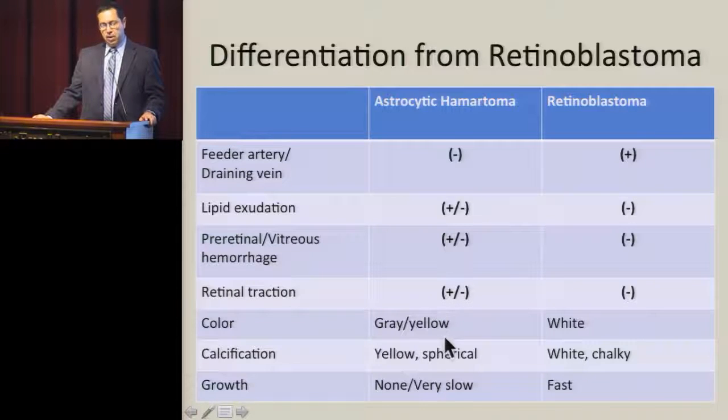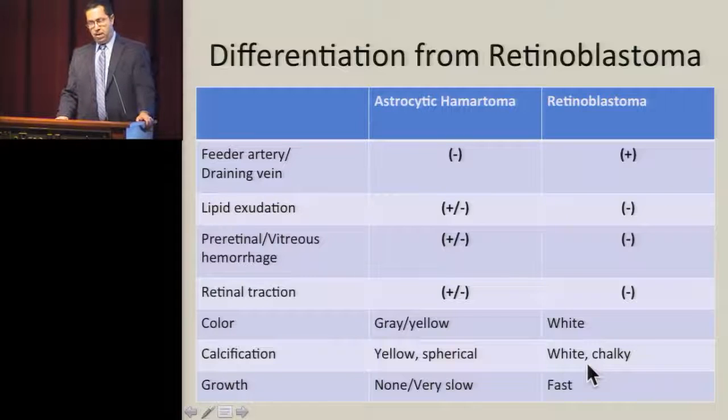Retinoblastoma doesn't. When it comes to color, these are more grayish. These are more white. The calcification is very different. You saw that typical calcification of these lesions, this round mulberry appearance. With retinoblastoma, it is this white chalky appearance. And astrocytic hamartomas either don't grow or grow extremely slowly, whereas retinoblastoma generally grows much faster.